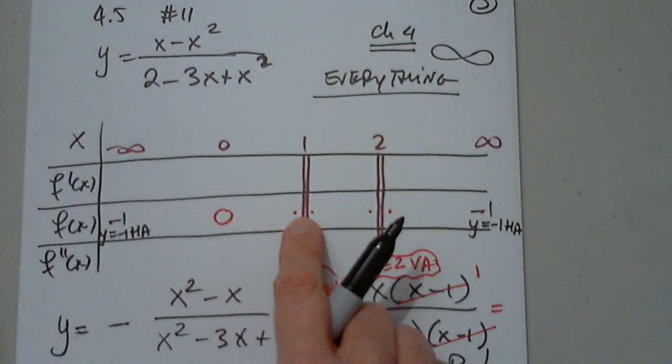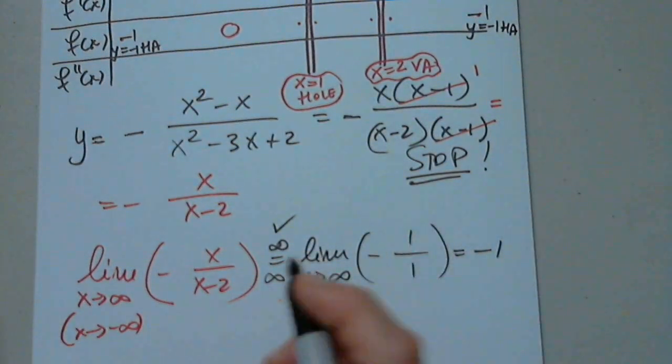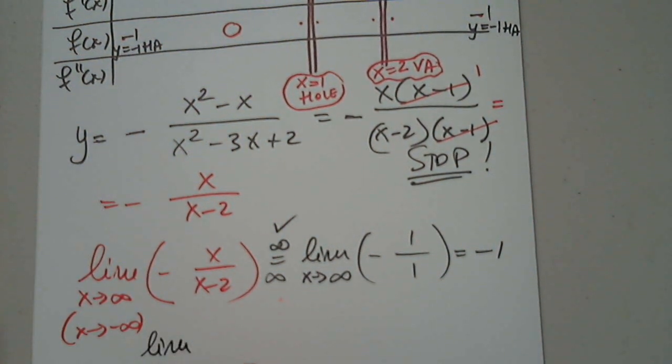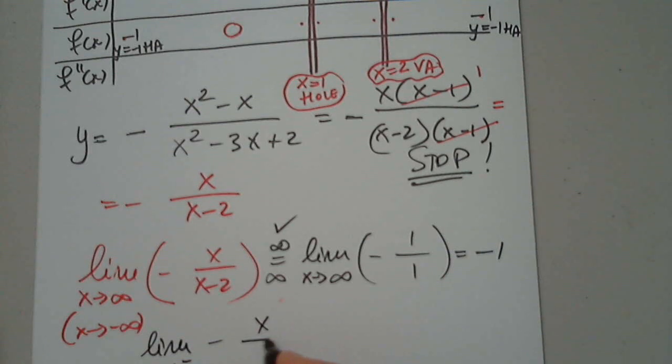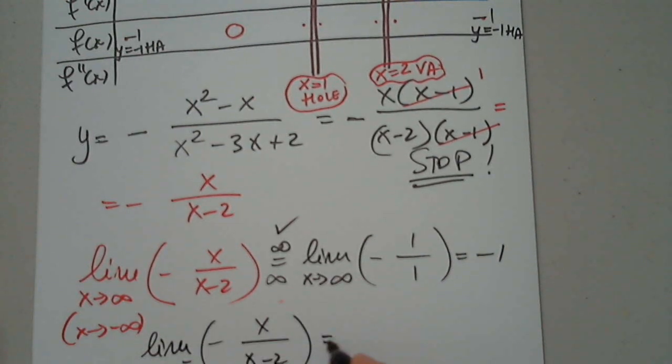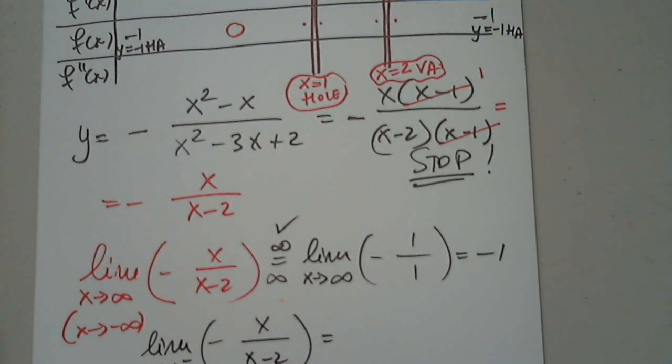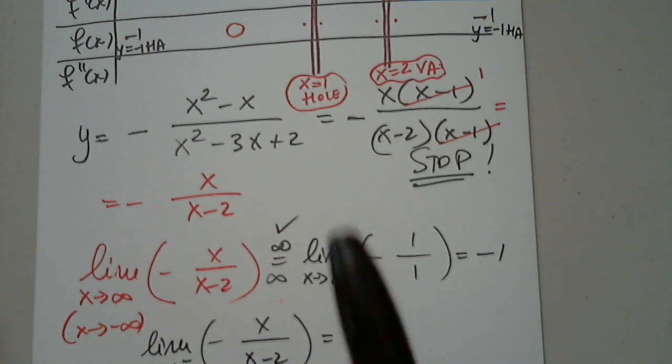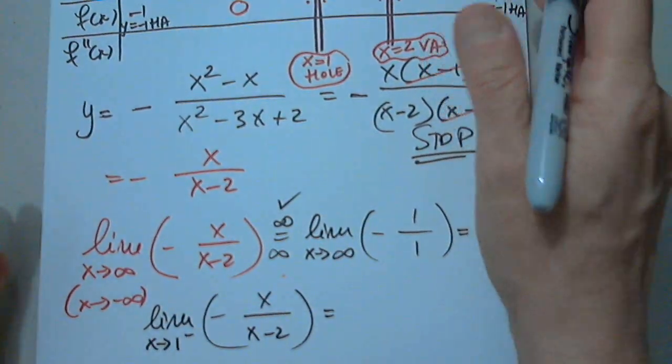Left and right of the hole now. Limit as x approaches 1 from the left of negative x over x minus 2. And yes, I know you're going to say plug it in because we have to.